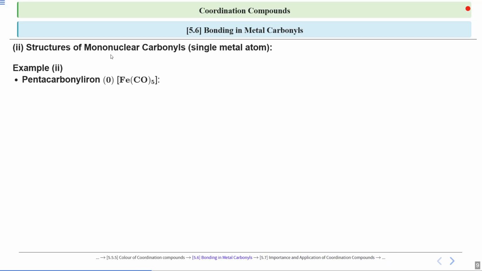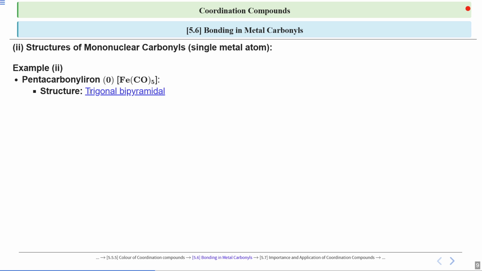Now, under the same mononuclear carbonyl category, let's see the second example, pentacarbonyl iron 0. Pentacarbonyl means 5 carbonyl ligands will be there in the complex. Iron will be the single central metal, having 0 oxidation state. So its structure will be trigonal bipyramidal.